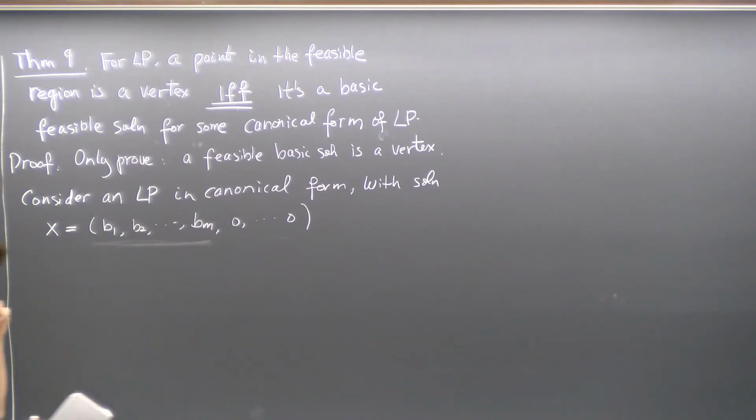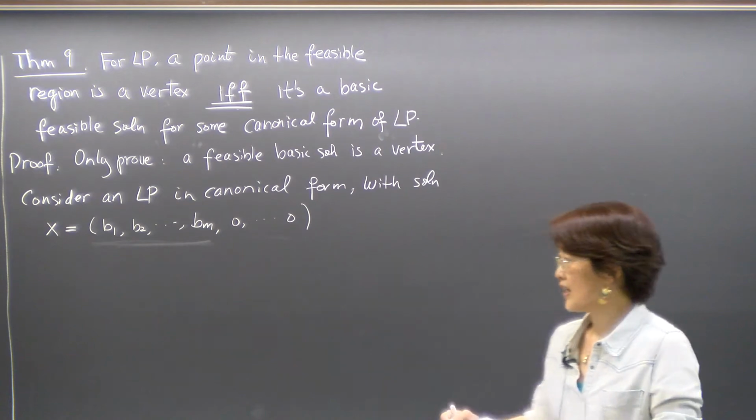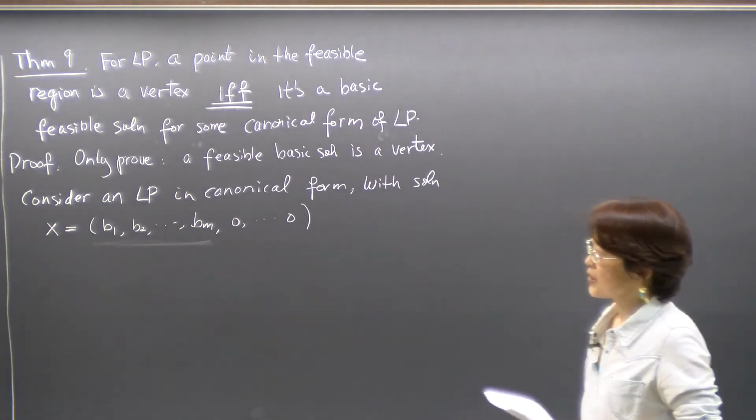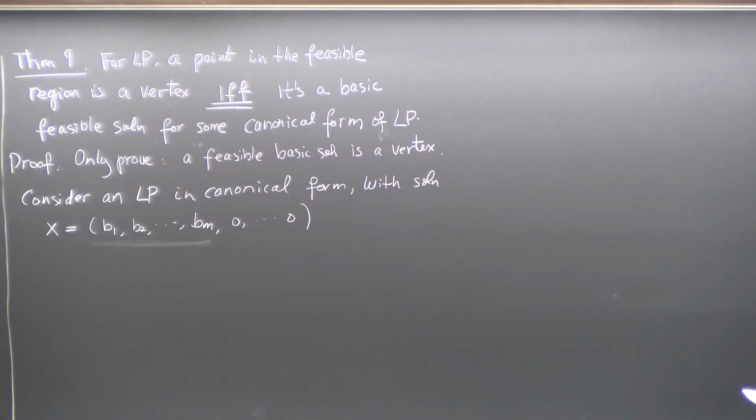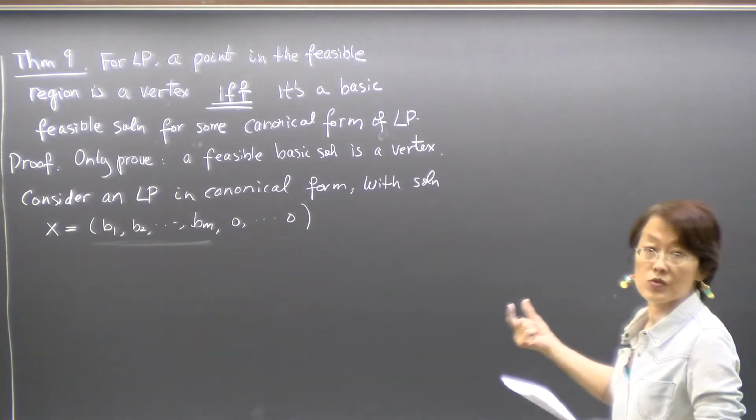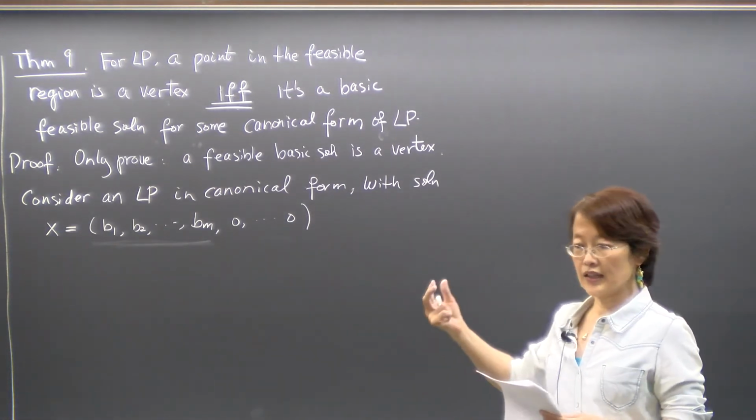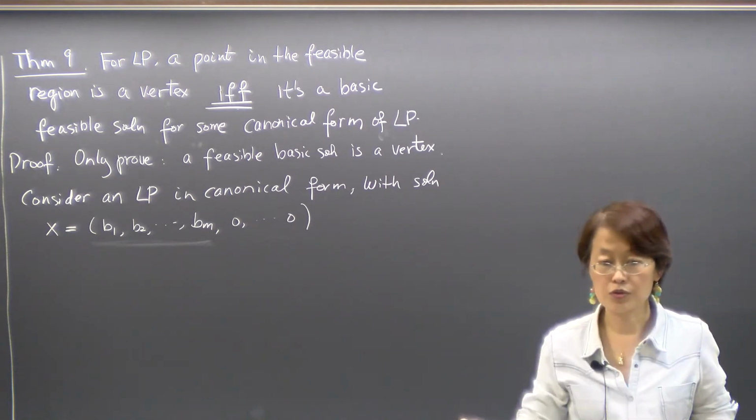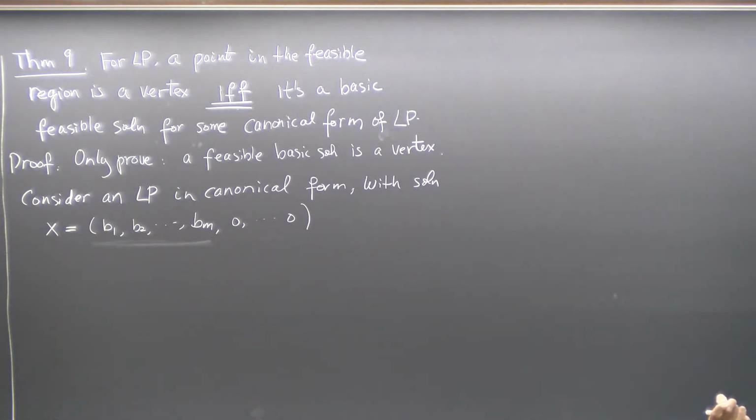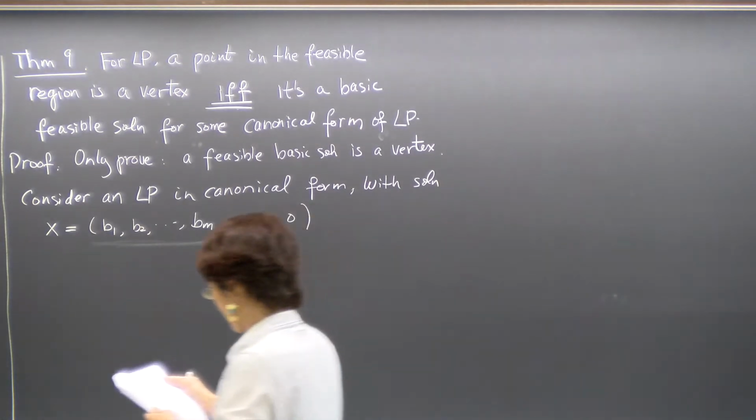So per definition, we'll follow a similar approach to the simplest problem we proved. I will assume that this can be written as the midpoint of two other feasible solutions, and then I will conclude that those two have to be the same. They're not distinct. Is that clear? That will be my approach. Okay, so let's do that.